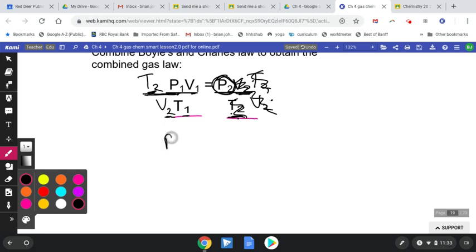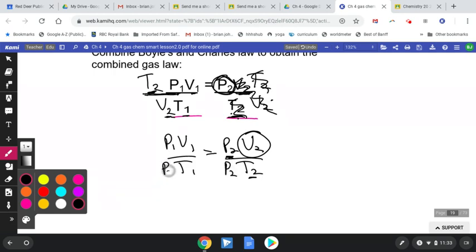Okay, what if I wanted to solve for volume 2? Volume 2 by itself. How would we rearrange this to get rid of pressure 2 and temperature 2 from that side of the equation? Okay, pressure 2 on the bottom, it's gone. Temperature 2 on the top, and it's gone. Now the last one is the tricky one.